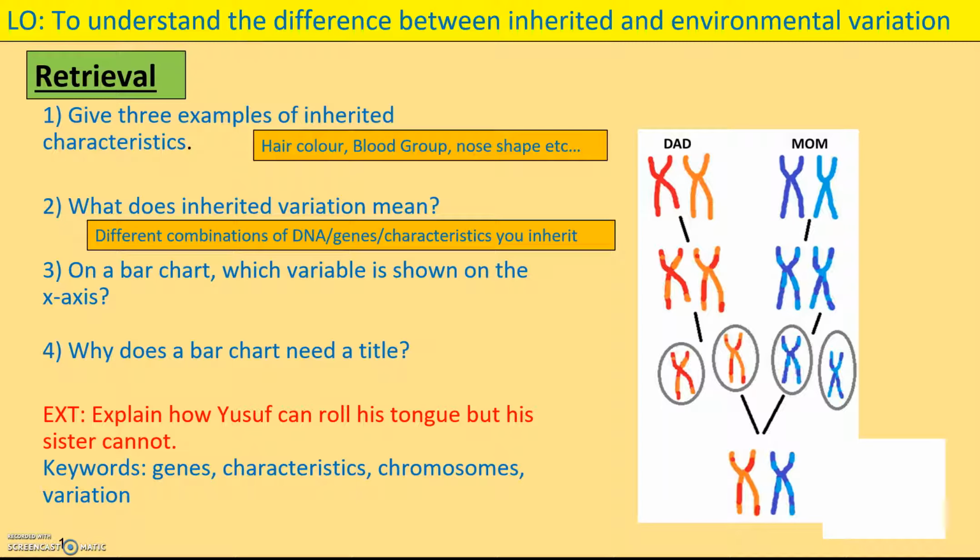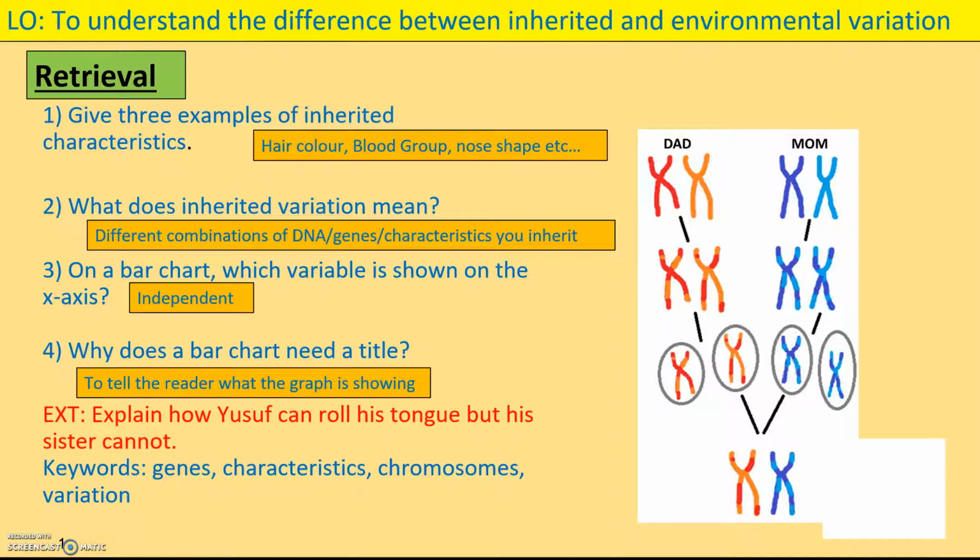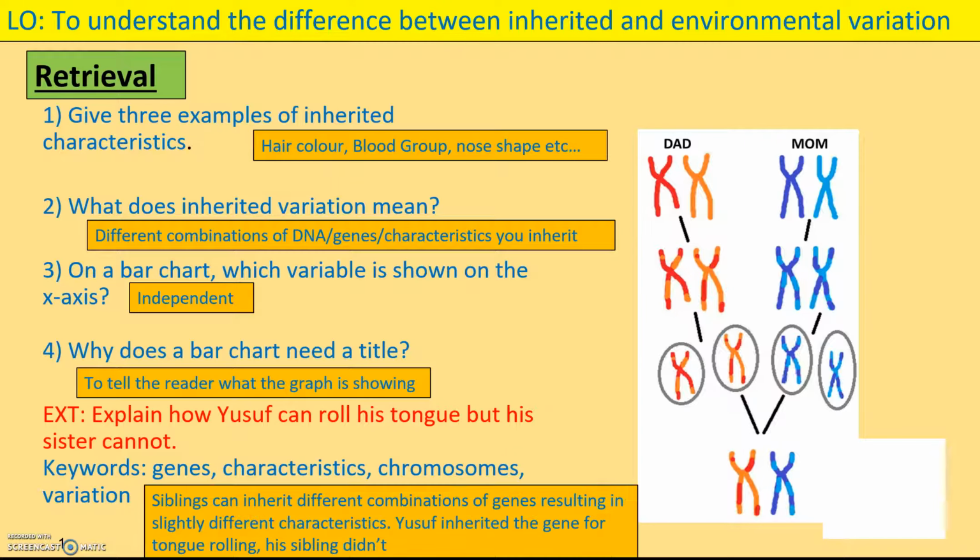Number 3 states, on a bar chart, which variable is shown on the x-axis? That would be the independent variable. That is the variable that the experimenter controls. And number 4 says, why does a bar chart need a title in order to tell the reader what the graph is showing? The extension asks us to explain how Yusuf can roll his tongue, but his sister cannot.